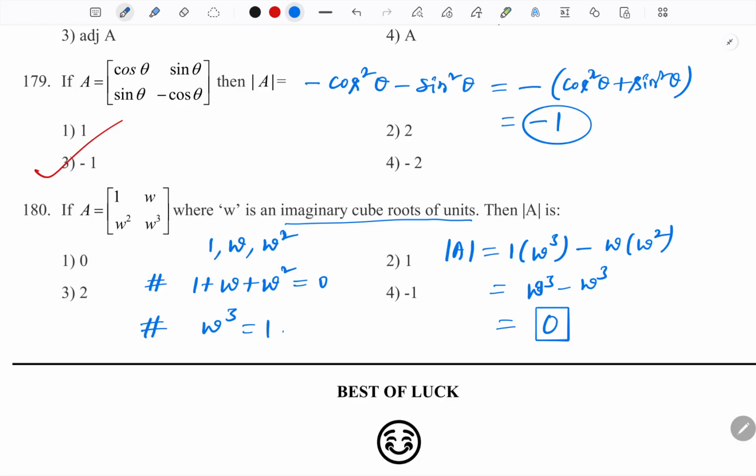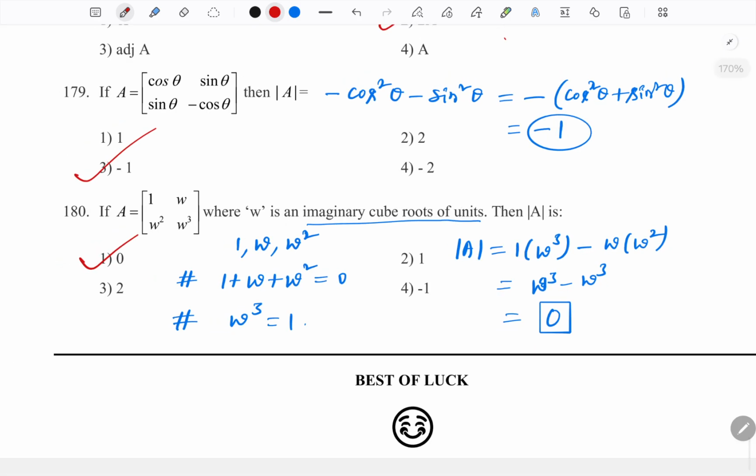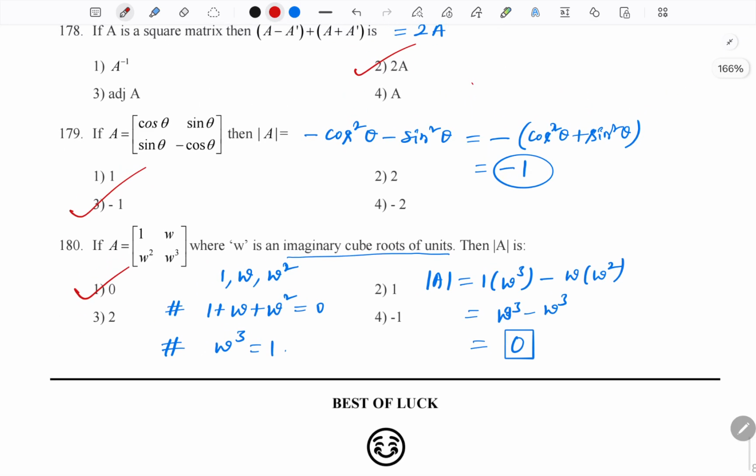So option number A. This is the way, students, and we discussed all the questions in this mock test 2 paper. If you have any particular doubts in this session, please drop your message and also mention the time.